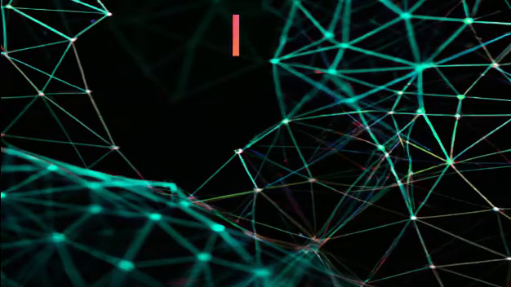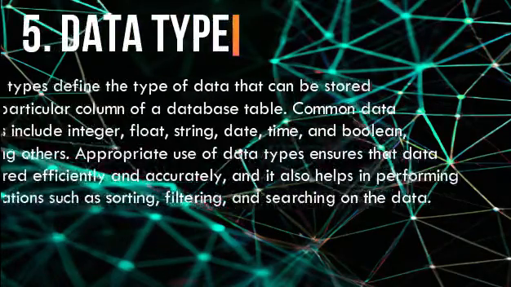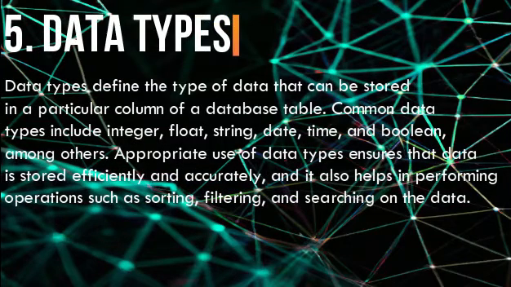5. Data types. Data types define the type of data that can be stored in a particular column of a database table. Common data types include integer, float, string, date, time, and Boolean, among others. Appropriate use of data types ensures that data is stored efficiently and accurately, and it also helps in performing operations such as sorting, filtering, and searching on the data.